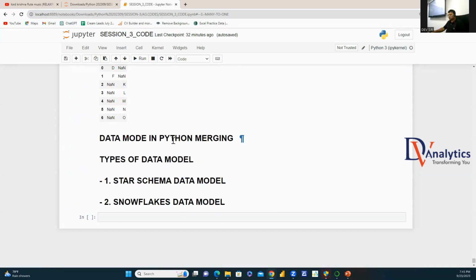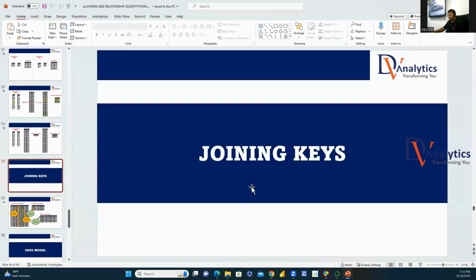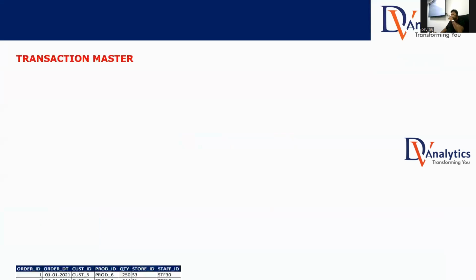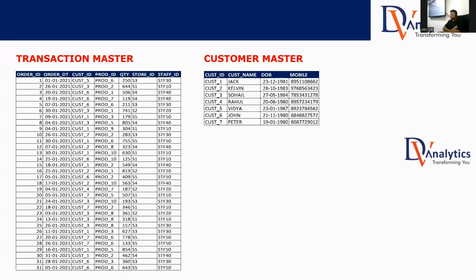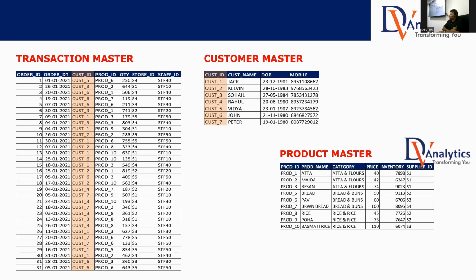So guys, we have done this part. Now the next part, we're talking about data model designing. Quickly we'll finish the data model. Before the data model, we should understand joining keys. If you look at this table, which is called the transaction master table, and there is another table called the customer master table. If you want to join these two tables, you'll go by what? Customer ID. So you have a product table. If you want to join the product table, how will you do it? By product ID.